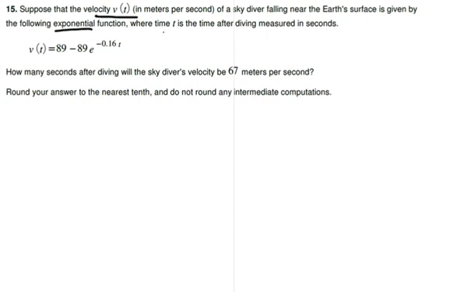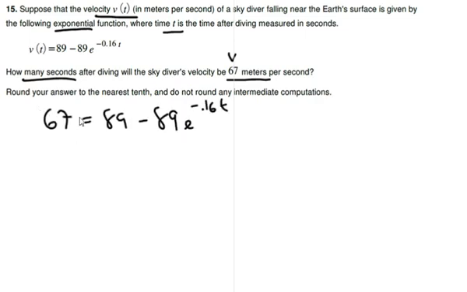Oh great, a physics problem. So something kind of the same. They give us an equation that's a little bit different. It says suppose the velocity v of t in meters per second of a skydiver falling near the Earth's surface is given by the following exponential function, where t is the time after diving measured in seconds. So this left-hand side is going to give us our velocity. How many seconds after diving will the skydiver's velocity be 67 meters per second? And we have 89 minus 89 e to the negative 0.16 t.